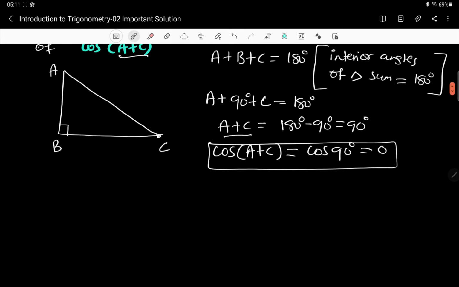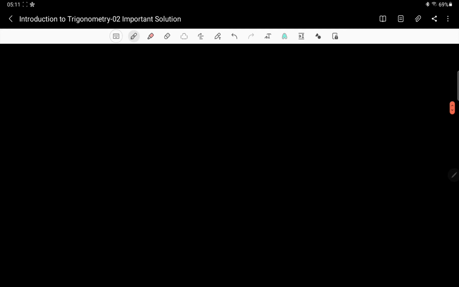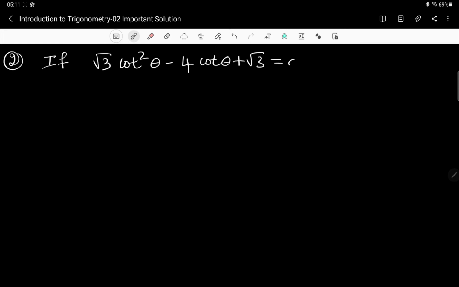All right, so it was quite a simple question. Let's move on to the second question. Second question is like this. If root 3 cot square theta minus 4 cot theta plus root 3 is equal to 0, find the value of cot square theta plus tan square theta.